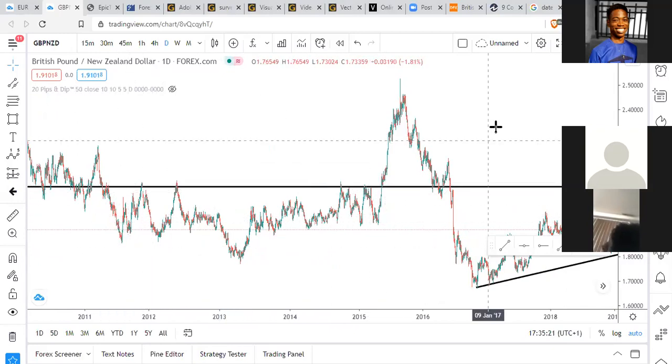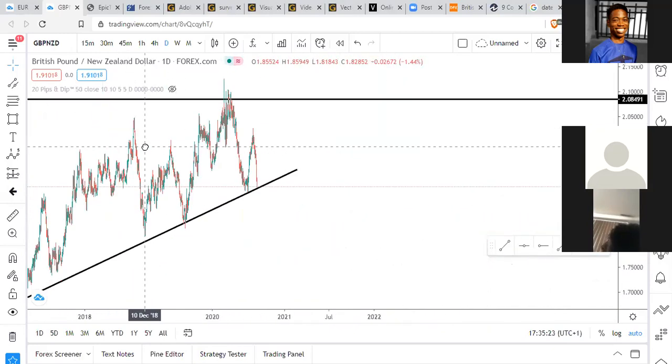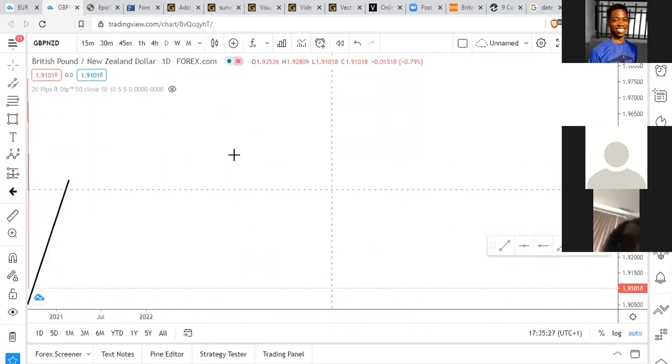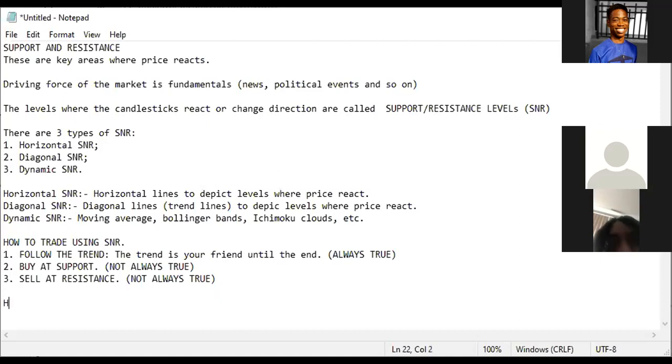Okay, sorry, I did not tell you guys what support and resistance are. Okay, let me show you guys what I mean by support and resistance. All right. So, let me go back to my notes. Sorry for not telling you guys what that is. Now, what is support? Let me draw you guys back. What is support and what is resistance?